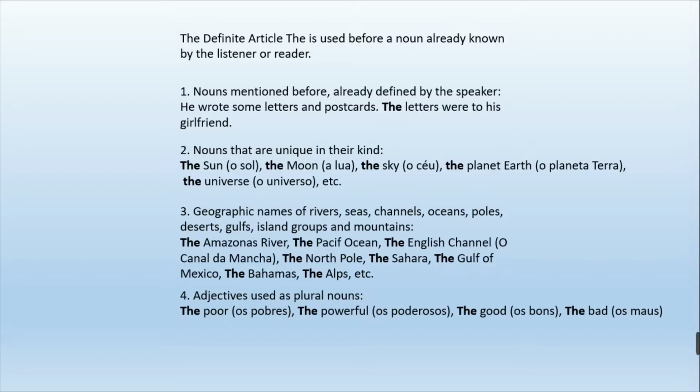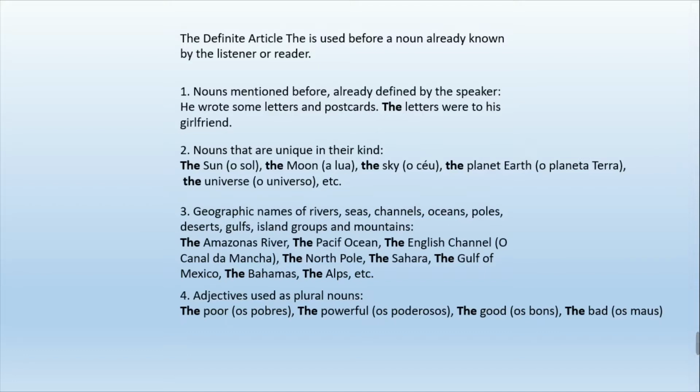So the sun, the moon, the sky, Lucy in the sky with diamonds. So all of these unique things, the planet Earth, the universe, we must use the definite article the. Okay, so this rule is really basic as well. We're used to this rule.